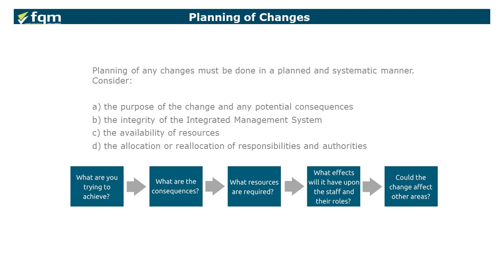And often these decisions that are made can have significant influencing factors. So in terms of change, it is important that we recognise that change can bring about additional significant risk. And importantly, I think a big part of that is how it's managed and communicated. So what are we trying to achieve by this change? What are the consequences of doing it or not doing it? What resources do we require to put this change in place successfully? What effects will it have upon other staff and their roles? Do we understand what the impact might be? And could that change affect other areas? Could it bring about additional risks? Could it have an impact on other parts of the business that we need to understand?